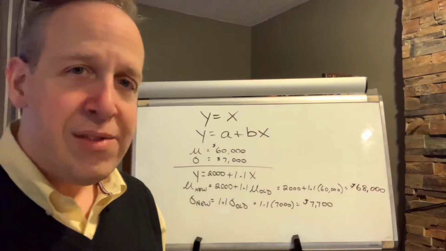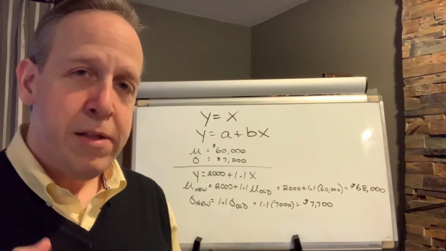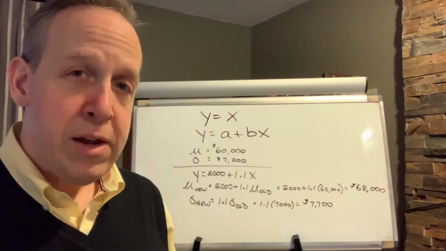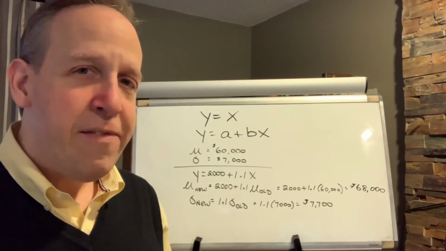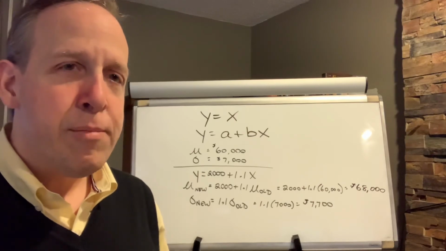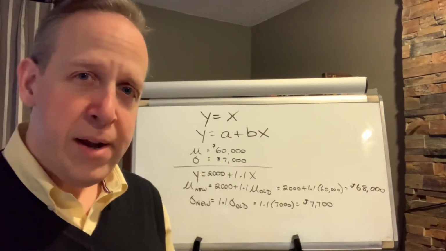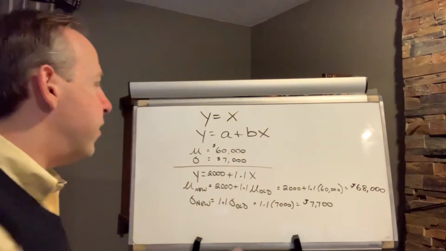Remember, the standard deviation is only affected by that multiple shift, by the B value. The A value only affects the mean. The B value also affects the mean, but the A value does not affect the standard deviation. You can see this a little bit more clearly in other examples that we'll get to in time. But for right now, understand that these equations are very important.